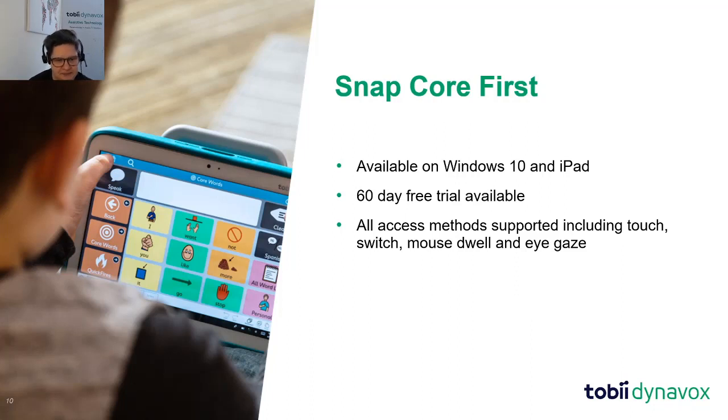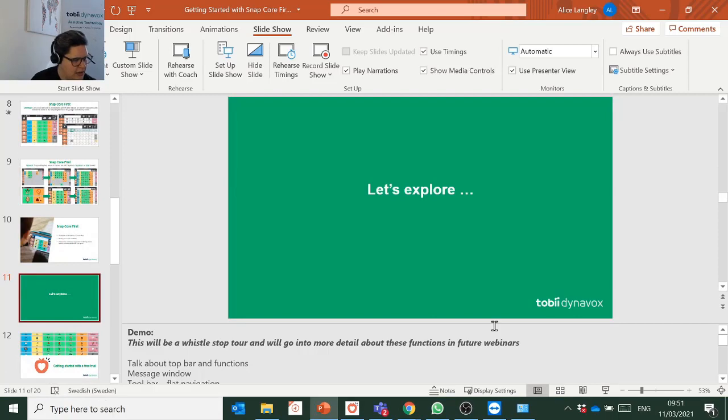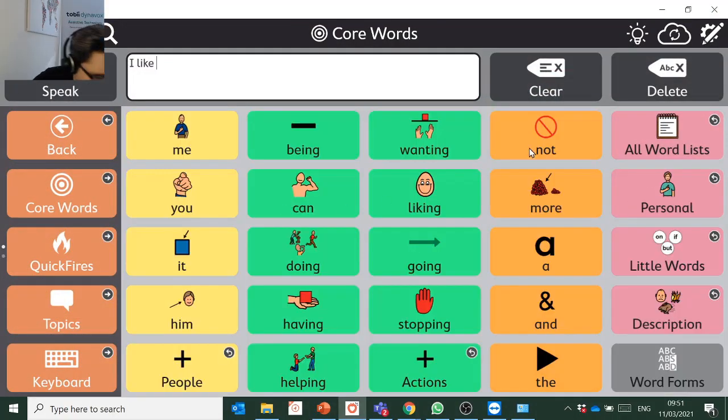The other great thing about Snap Core First is that it supports all access methods, so whether you're working with somebody who's using touch, switch, a mouse, dwell, or eye gaze, they can all access Snap Core First. So I am now going to go into a demonstration, and I'm just going to take you through what it looks like and how to navigate it a little bit.